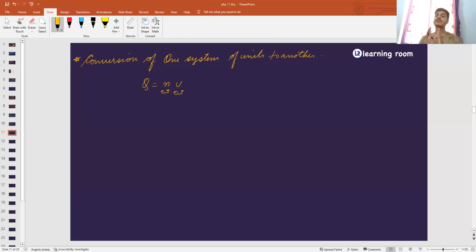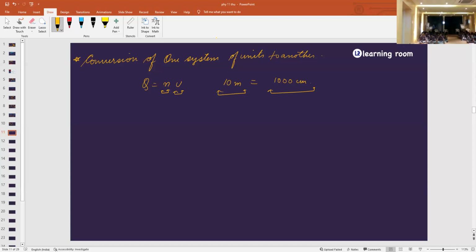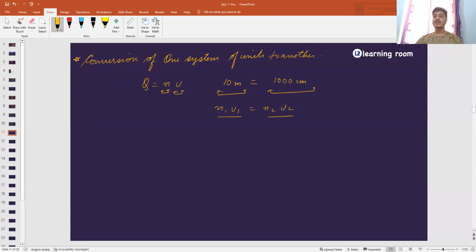So that physical quantity should remain constant. For example, if I'm writing 10 meters in one system of unit, that should be written as 1000 centimeters. But both of the quantity are same or not? Same, sir. It should be same in any system of unit. So that's why N1 U1 should be equal to N2 U2. This is the concept. So the total quantity that you represent with N into U should be same in all of the systems of units you go. Otherwise, that value will be different.